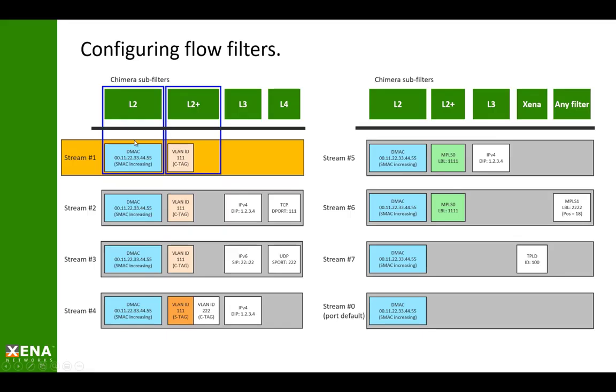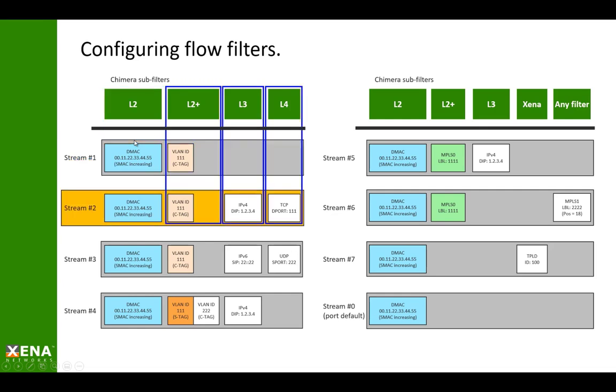To illustrate how flow filters in Chimera are prioritized, I will configure a second flow filter to match stream number 2. This flow filter will use the L2 plus subfilter to match the VLAN ID, the L3 subfilter to match the IPv4 destination address, and the L4 subfilter to match the TCP destination port.